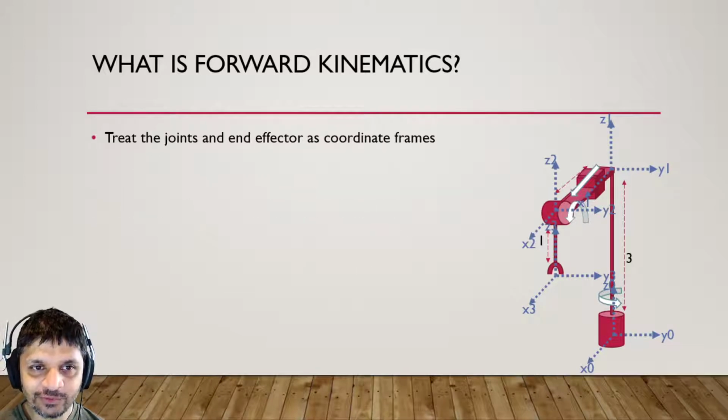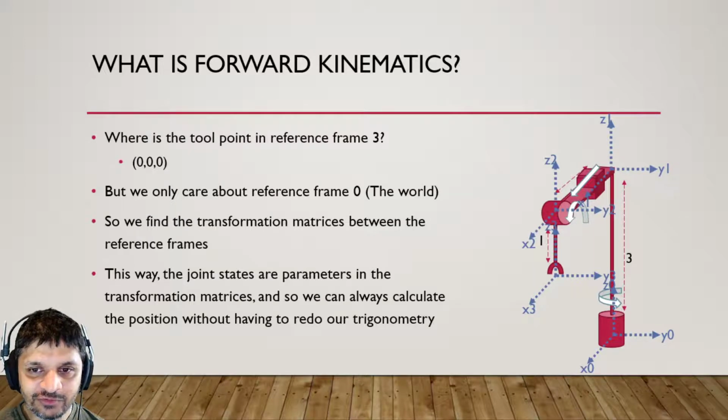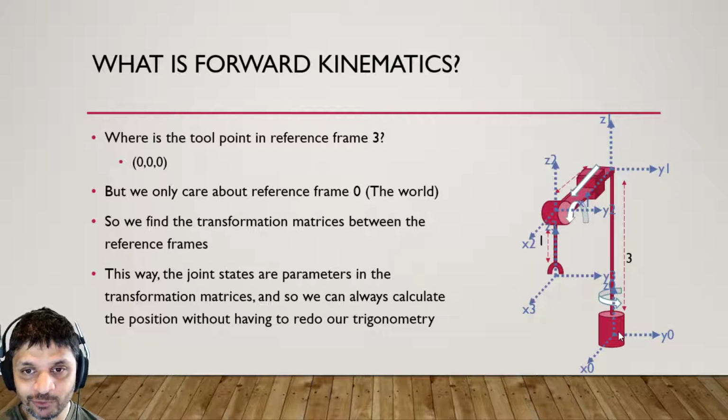So when we treat these as coordinate frames, there's one easy question we can ask: in reference frame 3, which is this one, where is the tool point? Well, it's at naught, naught, naught, right? Because we specifically put it there. We put the reference frame on top of the joint, so we know that the tool point is at naught, naught, naught in this frame. Okay, but we only care about reference frame naught.